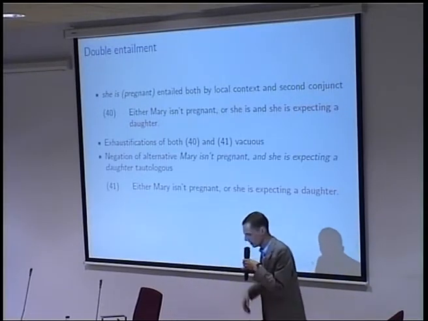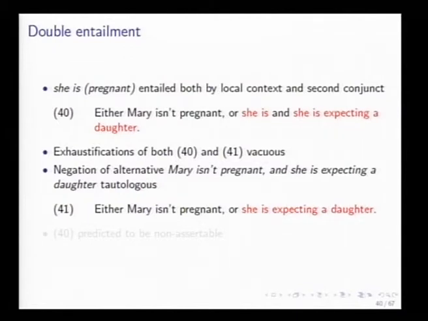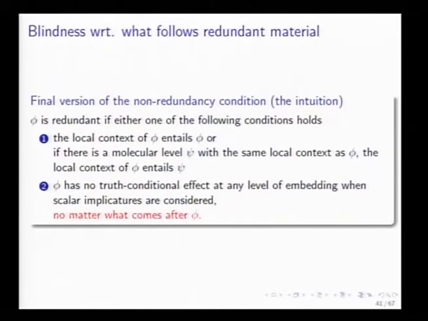Now, it happens when we look at the competitor sentence in 41, either Mary isn't pregnant, or she's expecting a daughter, that when we look at the alternative to 41, which would be the conjunction Mary isn't pregnant and she's expecting a daughter, which is contradictory, that by exhaustification of 41, we would add a tautology to the basic meaning of 41. In other words, the exhaustification of 41 is vacuous, and we've already seen that the one for 40 is vacuous as well. So again, we have a problem, right? Because we predict 40 to be non-assertable.